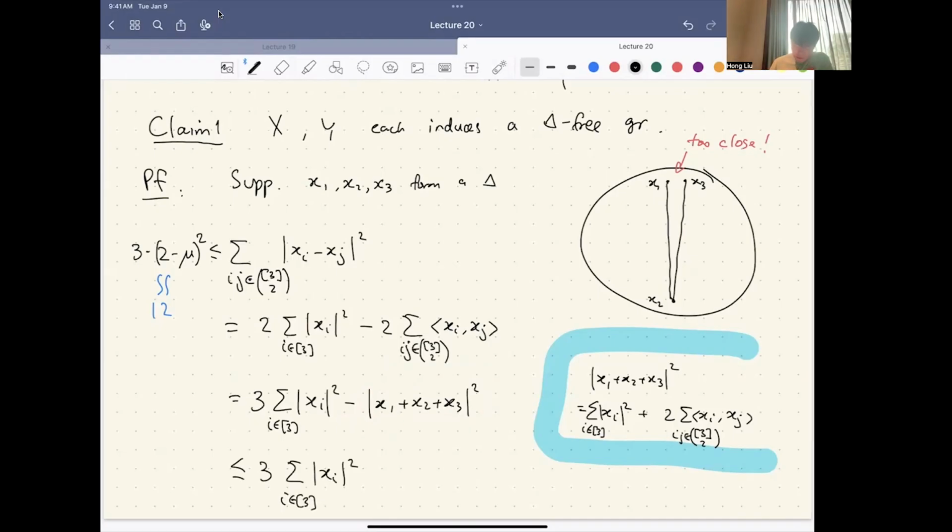Okay. But each one of these lives on the unit sphere. This is the unit sphere, so this is 1. Three of them is 3, and 3 times 3 is 9. You get a contradiction: 12 versus 9. Okay.